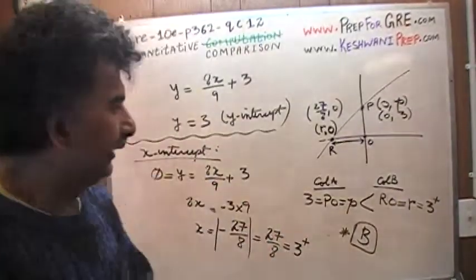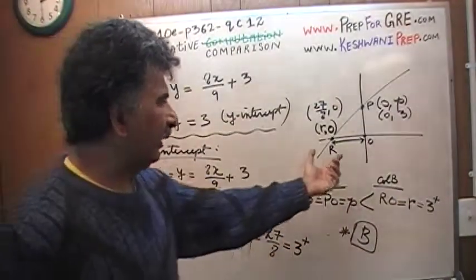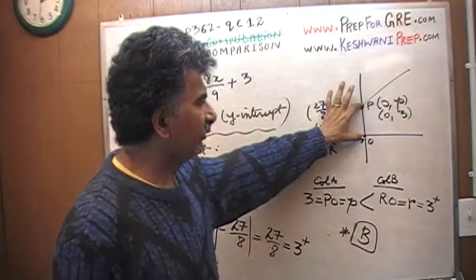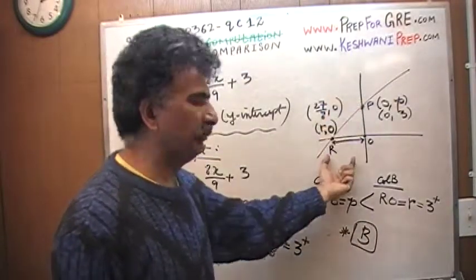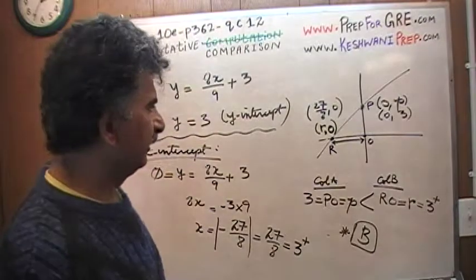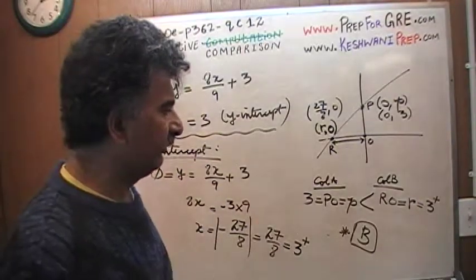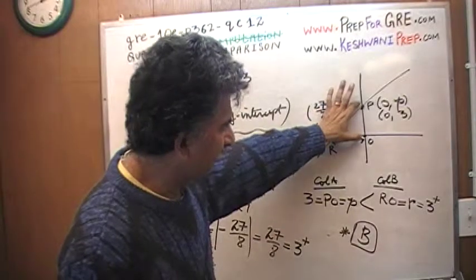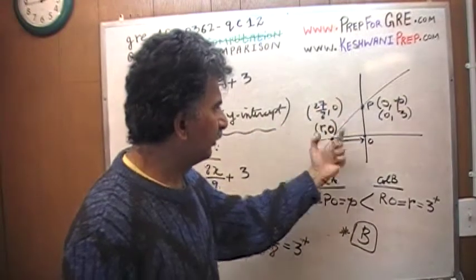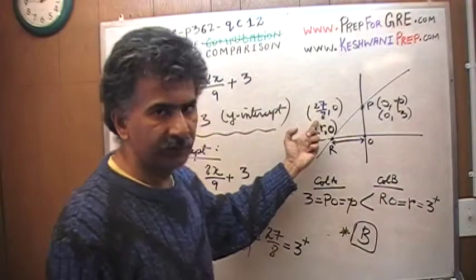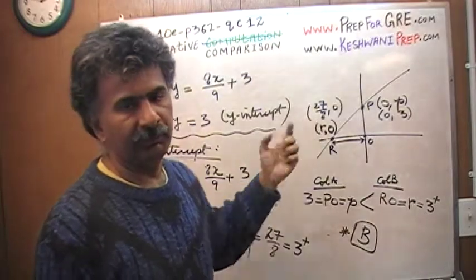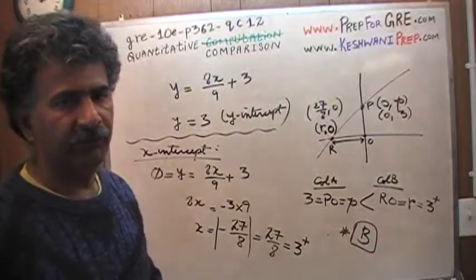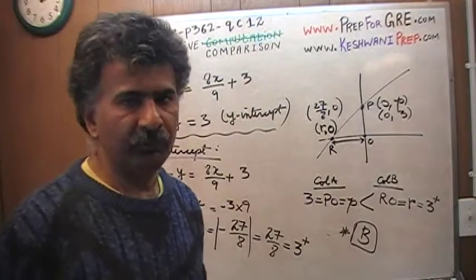But you cannot simply sit there and say, well, this is a negative quantity and this is a positive quantity, therefore of course the positive quantity has to be more than the negative quantity. You cannot just do that. You're going to end up picking the wrong answer. Even though this is positive, it is only 3. This is 27 over 8, which is more than 3 in absolute terms, because we're comparing distances, and distances have to be converted into absolute value.